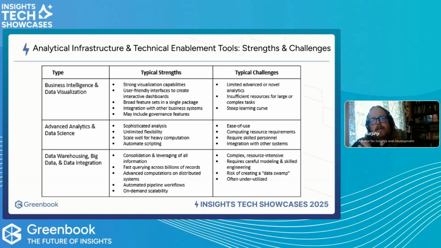So there's strengths and weaknesses as well, or challenges in the technical approaches that we have taken for these things. And I'm not going to go through all of this. You're going to get a copy of the slides. But as we think about these big buckets of business intelligence and data visualization, they've had great strengths for their specific use cases, but they have not always been very effective for frontline research. Advanced analytics and data science, same thing. Very sophisticated, really cool stuff. You think things like Python and R, but they required a lot of expertise, and data warehousing, big data, data integration. Those are big honking enterprise level issues that can be very complex.